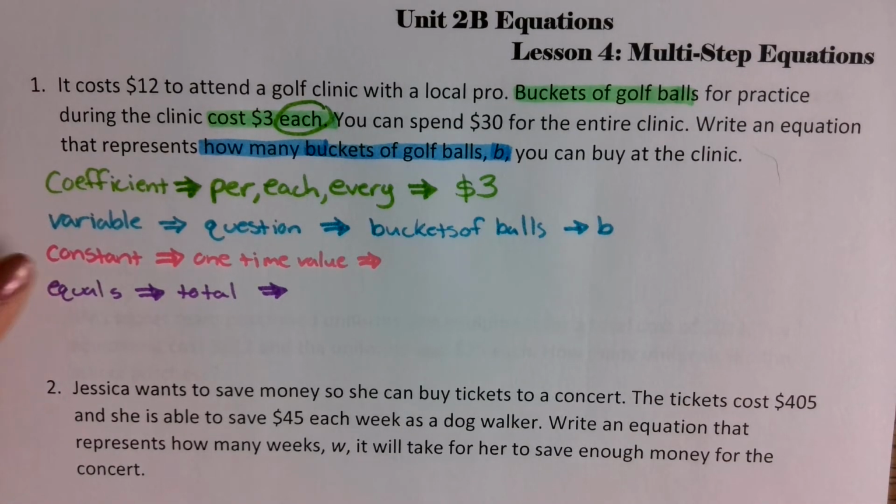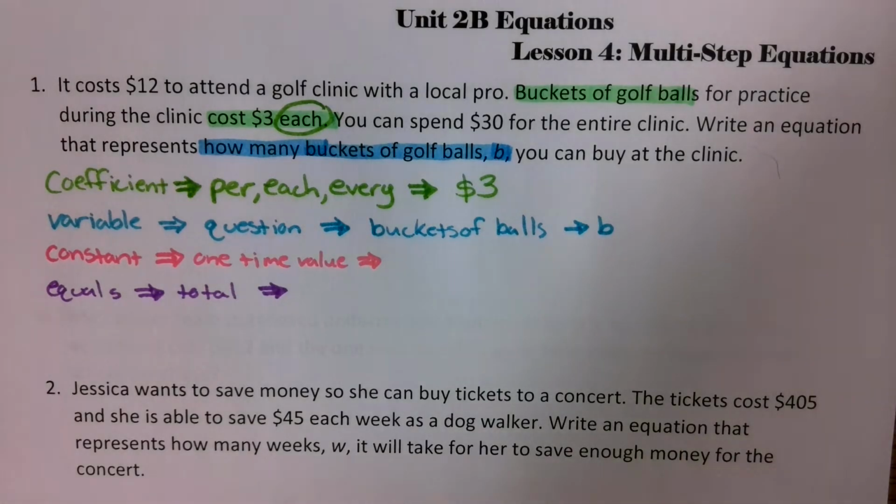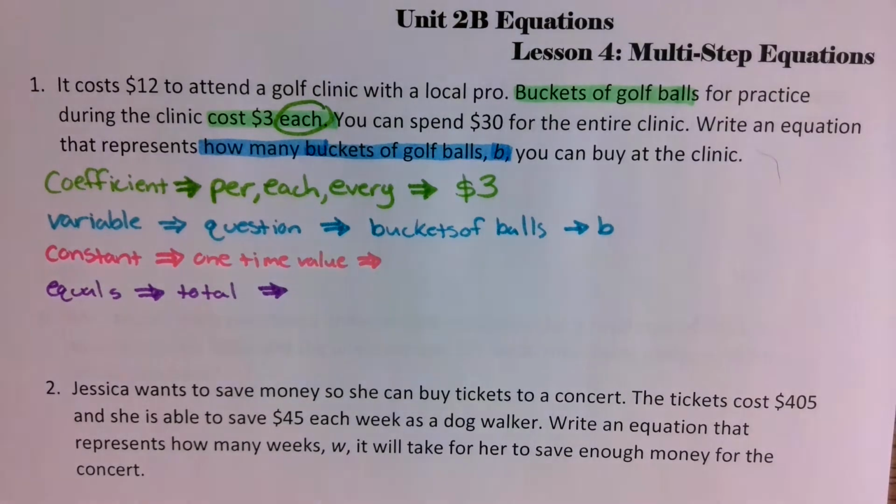Okay, the constant, it's a one-time value. Do we have a one-time value that we're paying? What's the one-time value that we're paying? To be able to attend, right? Just to show up, you have to pay an entrance fee.